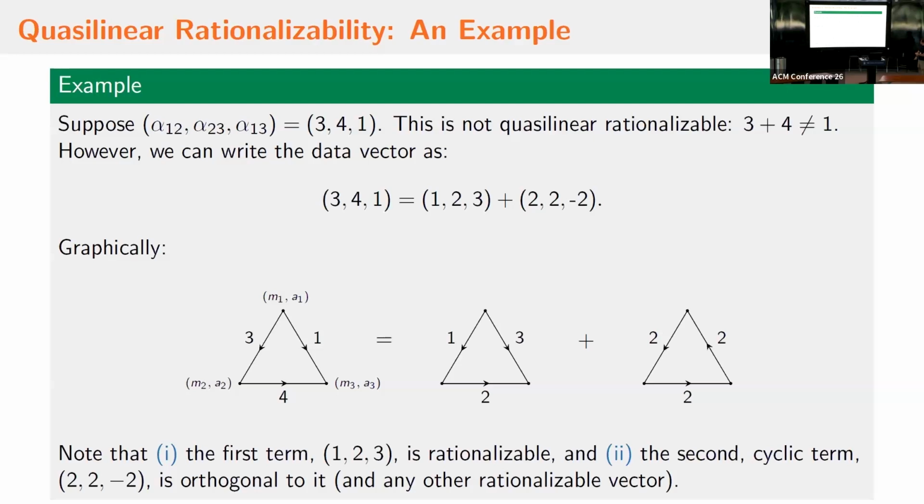But note as well that, just as a vector, (2, 2, -2) is not only orthogonal to (1, 2, 3), it's also orthogonal to anything which satisfies our adding-up conditions. And as a consequence of this, (1, 2, 3) is actually going to be the orthogonal projection of our inconsistent data onto the rationalizable subspace. And what we find here is a general phenomenon. When we project, by least squares, our inconsistent data onto the quasi-linear rationalizable plane, we're going to get a residual, which is just a revealed preference cycle.